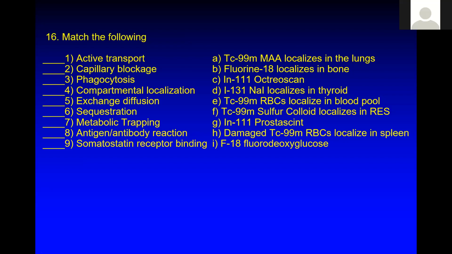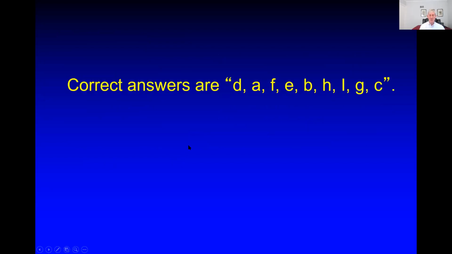That would be prostacin. Prostacin is an antibody to a prostate membrane-specific antigen on prostate cancer. And the final one, somatostatin receptor binding, that would, of course, be Octreoscan. Very good. And there they are.